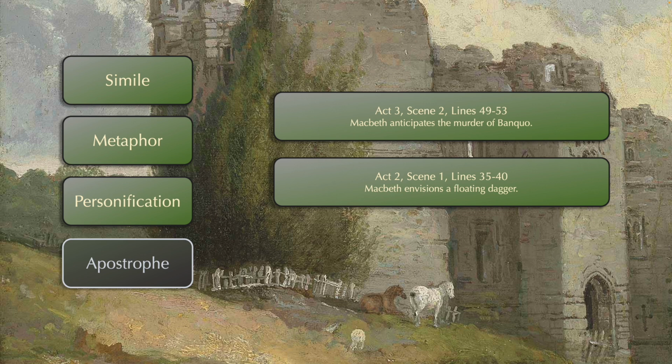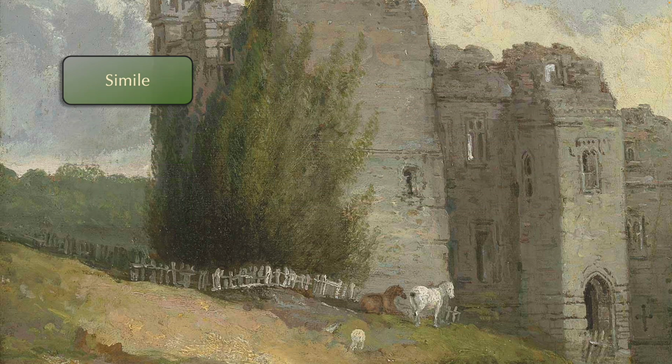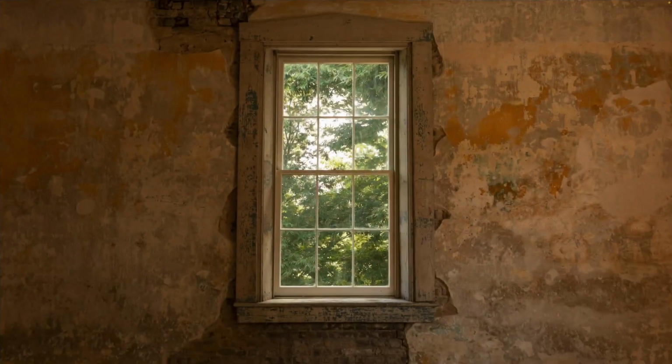So, speaking directly to this vision of the dagger, which also speaks to how conflicted Macbeth is about what he is about to do in killing Duncan.